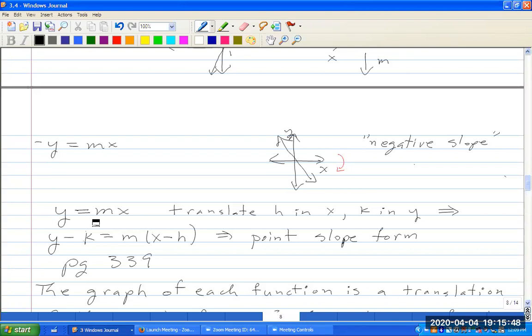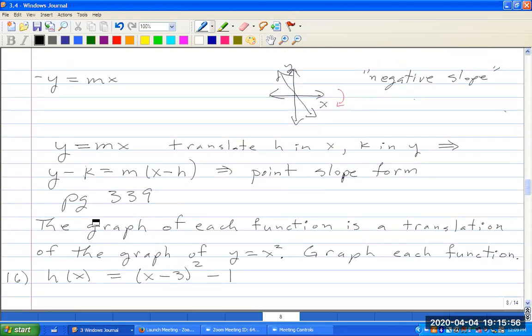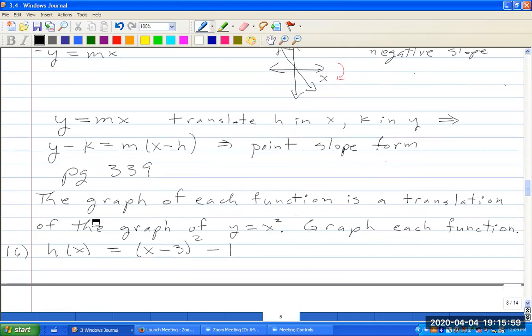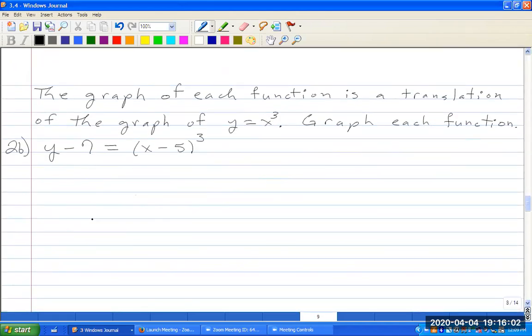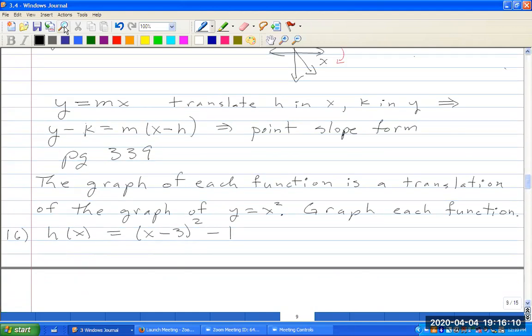Okay, so let me do the problem on page 339, problem number 16. I probably need some more room, so let me give myself some more room here. Page 339. The graph of each function is a translation of the graph of y equal x squared. Graph each function. Okay, so let's do that.